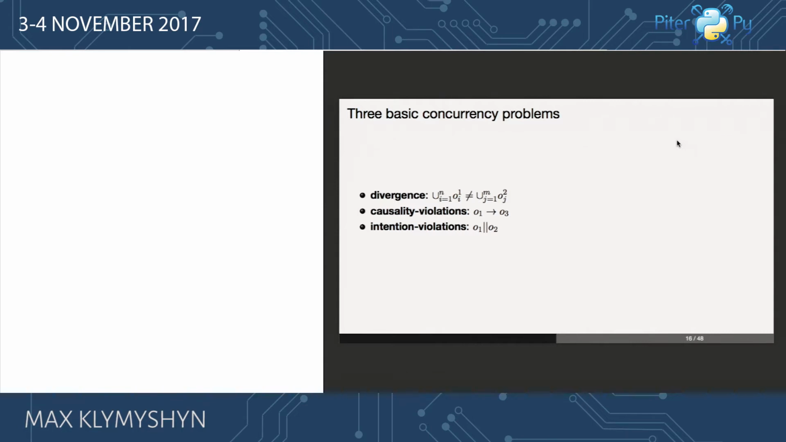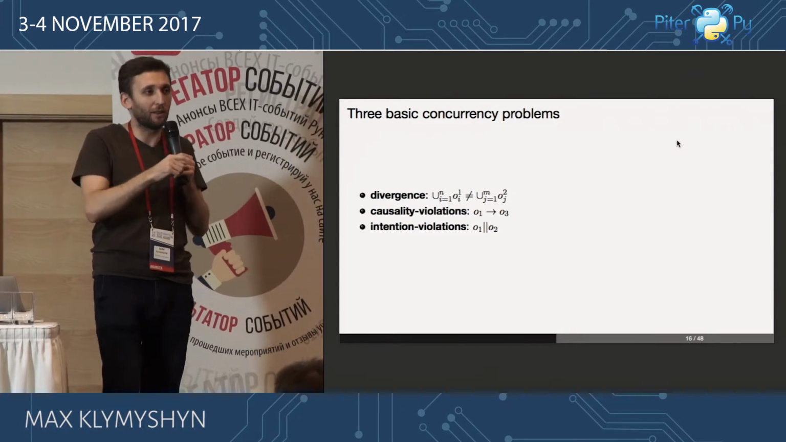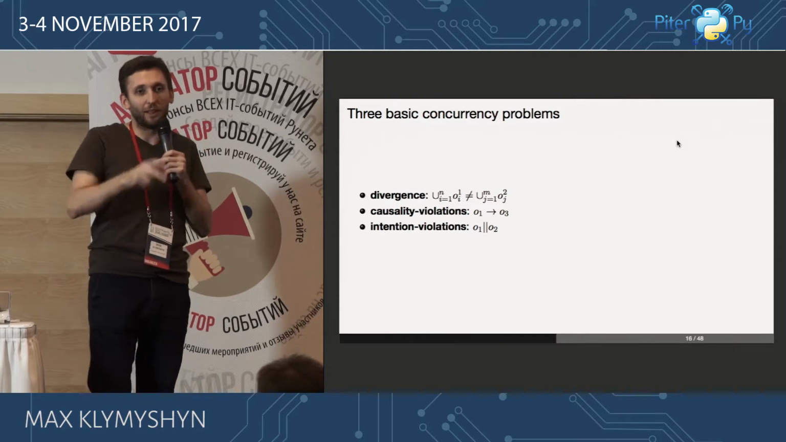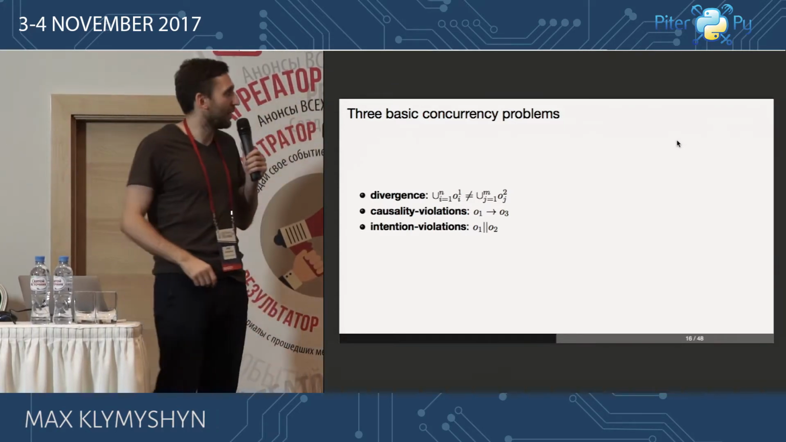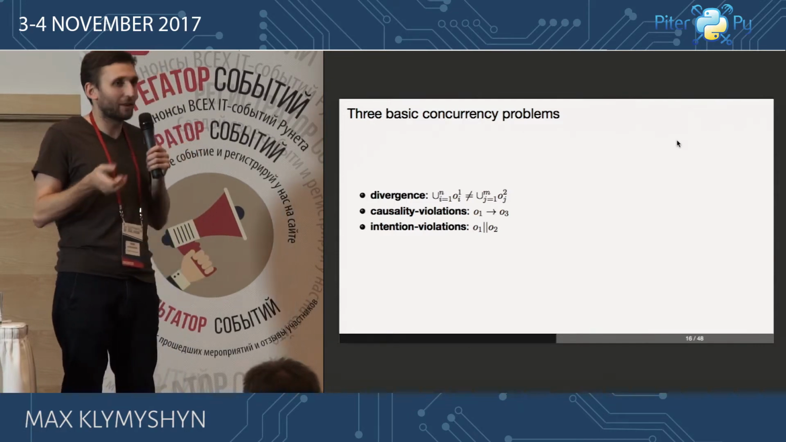I would like to start with three basic concurrency problems which we face when we start to do something in a distributed setting. The first one is divergence. It's like two users editing the same document in different places, and eventually they should merge these changes into one document. The second one is causality violation, when you do a sequence of operations, user A and user B, and there's a difference between the order of these operations for different users. So if user A sends its operations to user B and vice versa, the operations will be in a different order. And the last one is intention violation, when we preserve the order of operations, but the result is not what we intended to have.